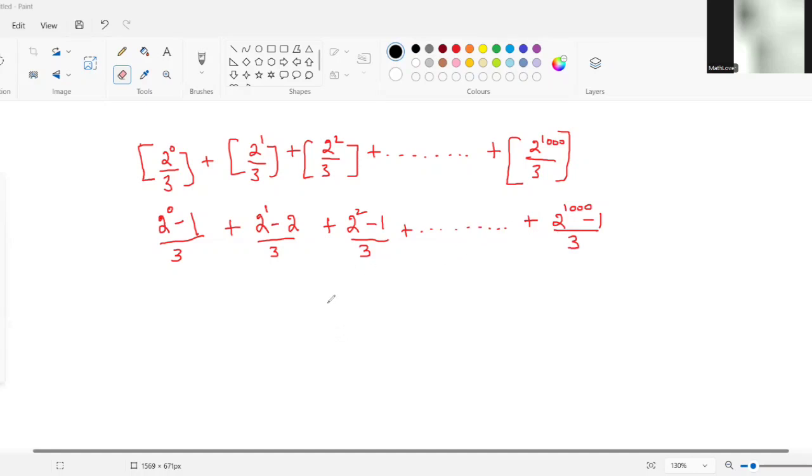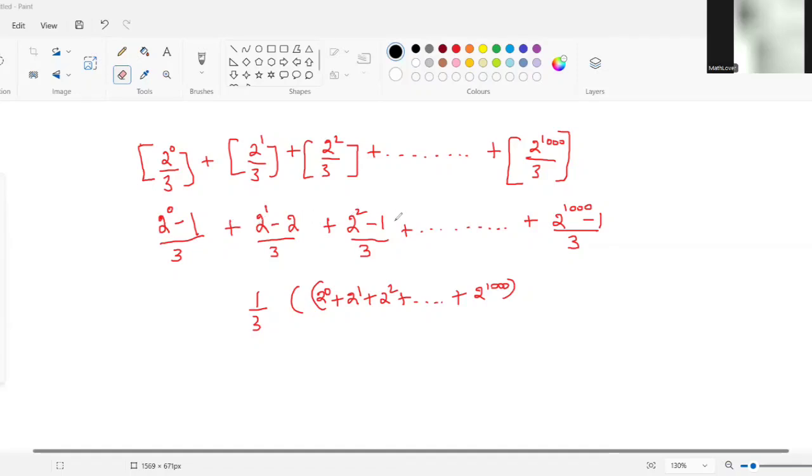So 3 is a common denominator, and we notice if the power is an even number, then we have a minus 1. If the power is odd, we have a minus 2. So I'll take 1 by 3 common out first. Then I have all the powers of 2 being added up, starting from 2 power 0, 2 power 1, 2 square till 2 power 1000. The number of terms available here is literally 1001. In those 1001 terms, there are going to be 501 even terms and 500 odd terms.